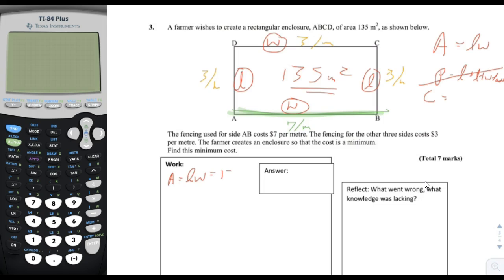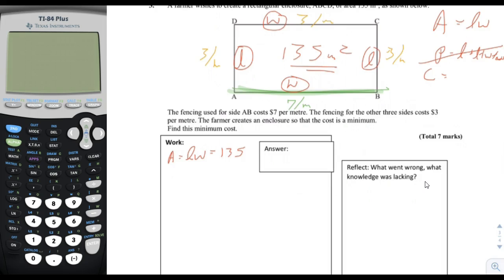The area has to be 135 meters squared. Okay? What about the perimeter equation? Instead of a regular perimeter equation, because we don't have the amount of fence we're going to use, we only have that we're trying to minimize the cost. So we're going to make a cost equation instead of a perimeter equation.